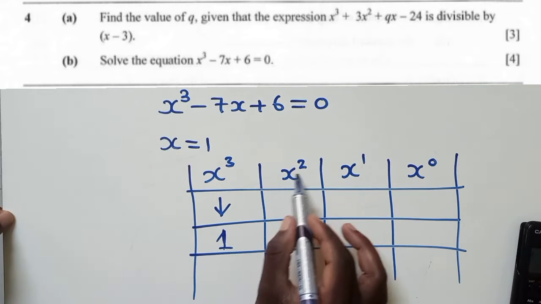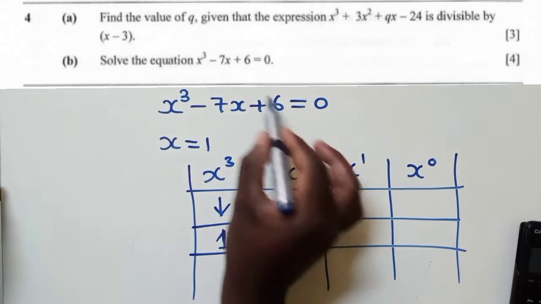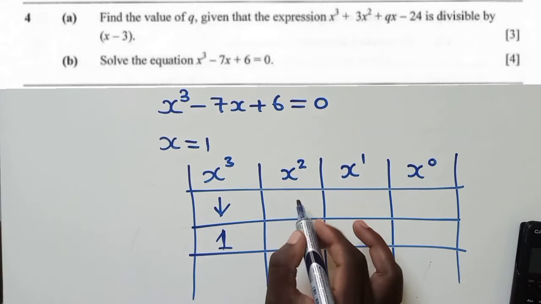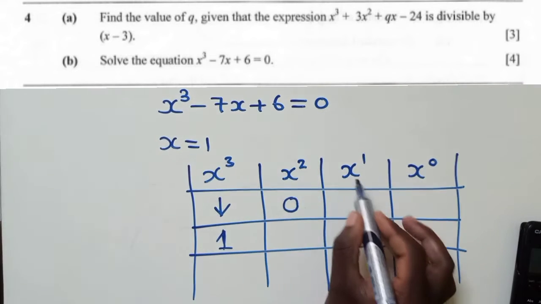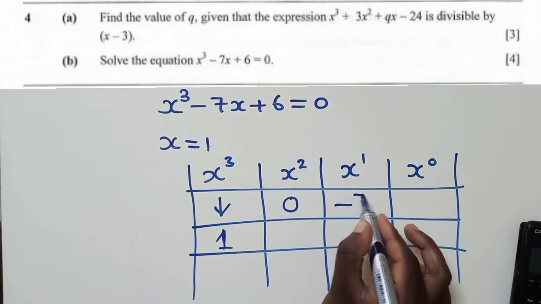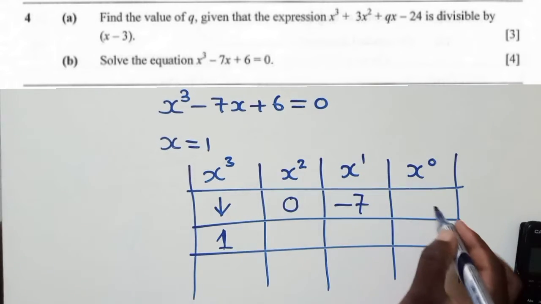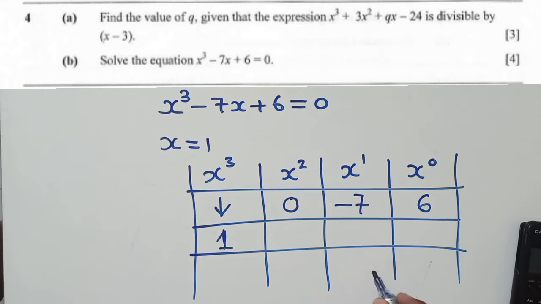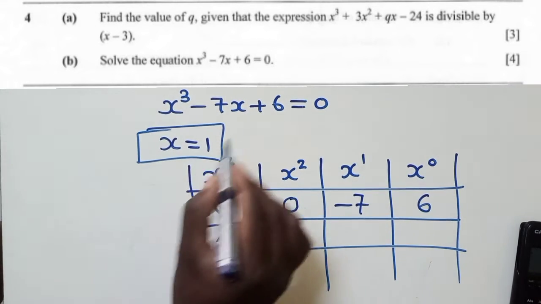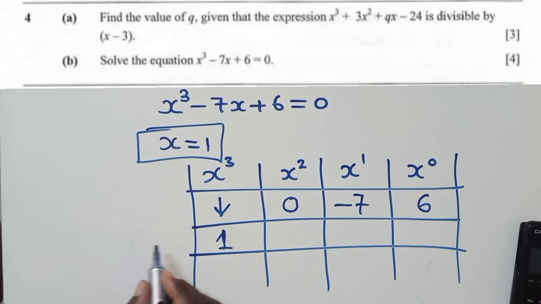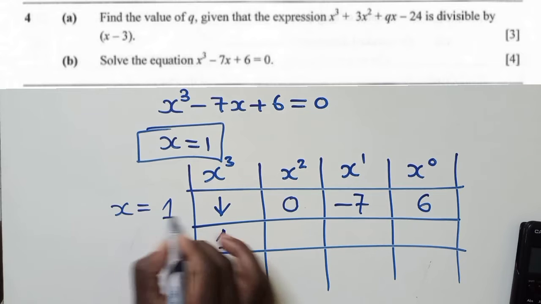Next, what coefficient do we have at x power 2? Do we have x power 2 here? No. So we put a 0 because we can't see x power 2 here. At x power 1 is a negative 7, of course, right here. X power 0 is a 6. So this is what we have. Next you come to the solution that you found and put it right here, x is equal to 1.